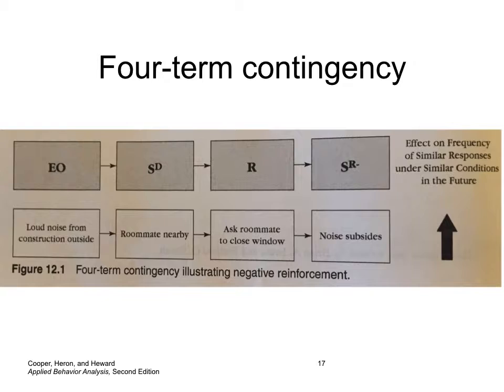So as you see in this figure and the example, when EO is presented, and when EO is loud noise from construction outside, and when SD is presented, so in this example, roommate is nearby, R can be asking the roommate to close the window. Then the consequence may be no more noise, right? So the reinforcer is the termination of those events that served as the EO.